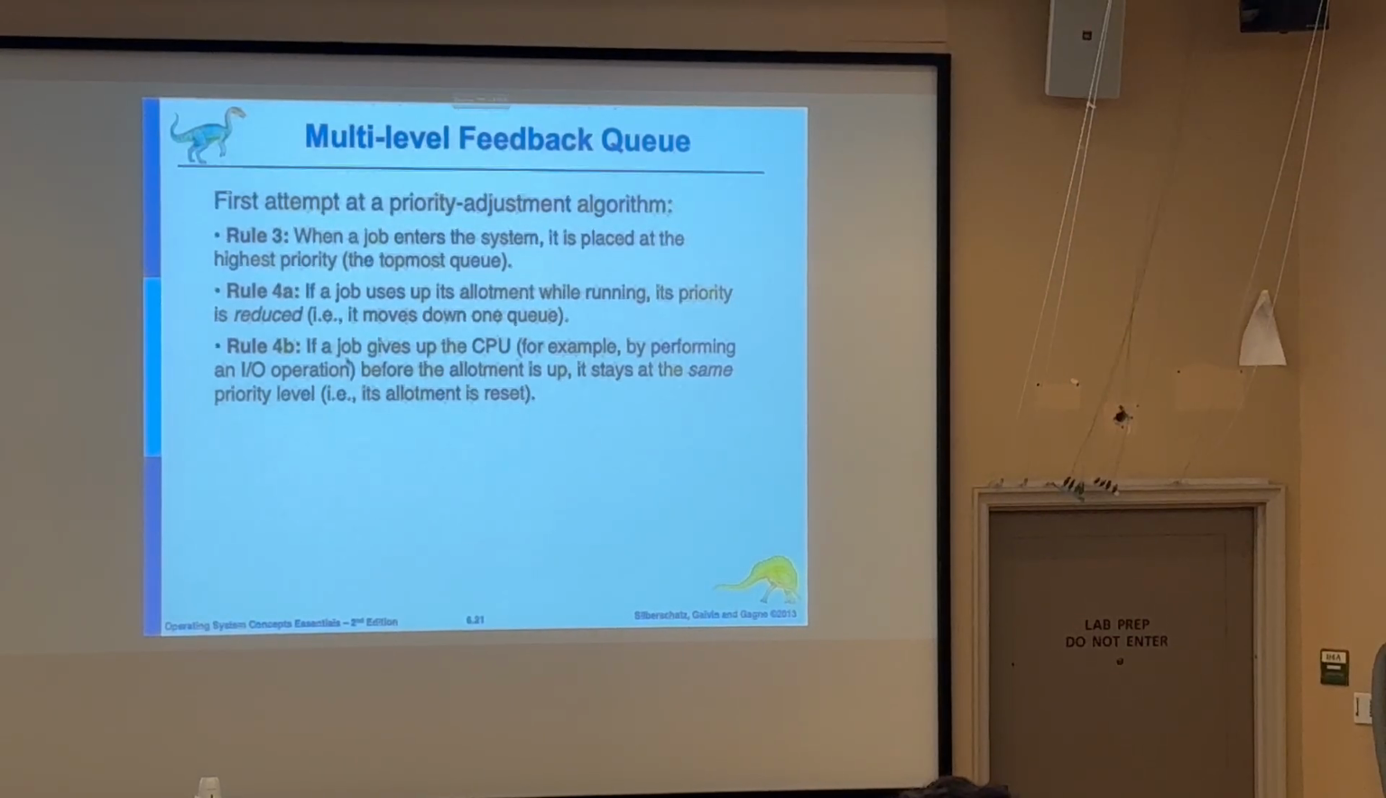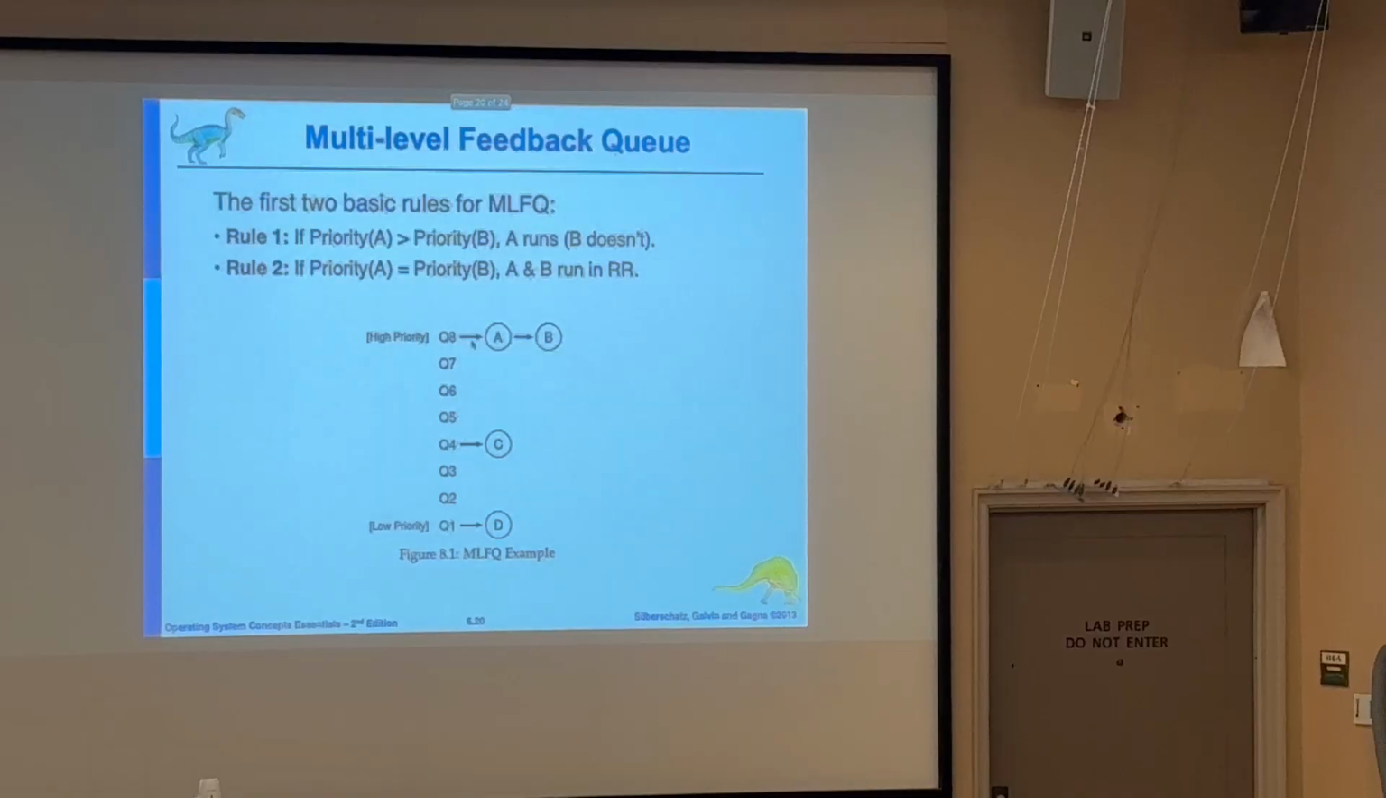All right. Now it gets more interesting with the remaining rules. Right? So you want to adjust the priority. You do not want some process to be at the highest priority forever, right? Because in the previous scheme, if A and B stay in Q8 forever, then C and D never get executed. Right? They get starved.